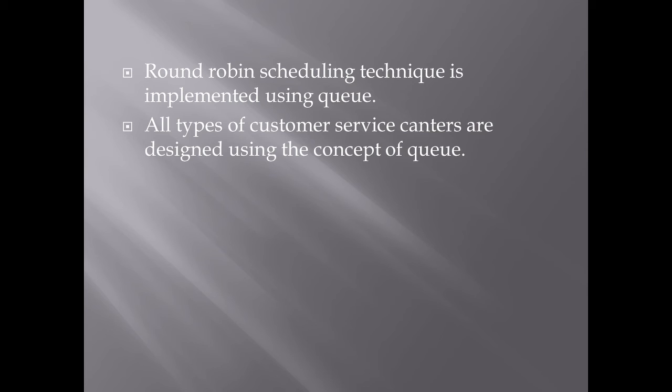Next, round robin scheduling is implemented using a queue. Round robin scheduling is similar to first come first serve, but a time quantum is introduced. The CPU will be given to a process for 1 unit of time quantum. After that, the process will be repeated and added back to the ready queue. The ready queue will behave as a circular queue. The scheduler will go around the ready queue and allocate the CPU to each process for a time interval of the time quantum. All types of customer service centers are designed using the concept of queue.